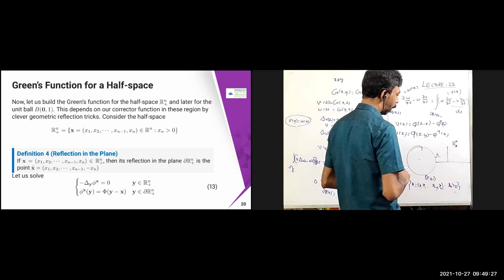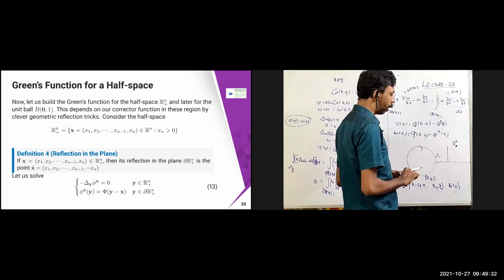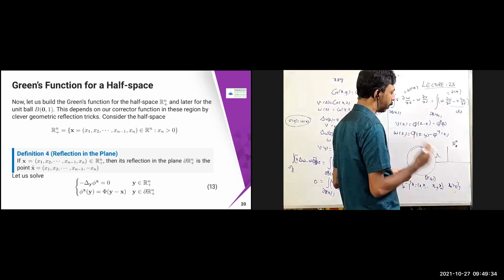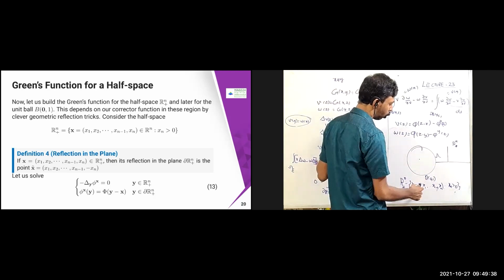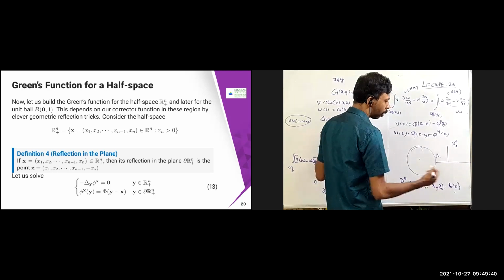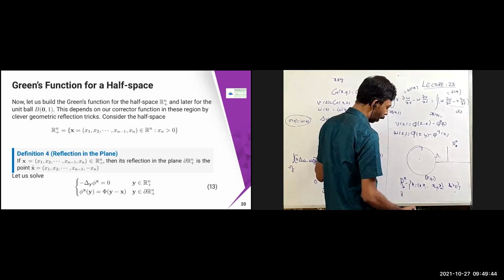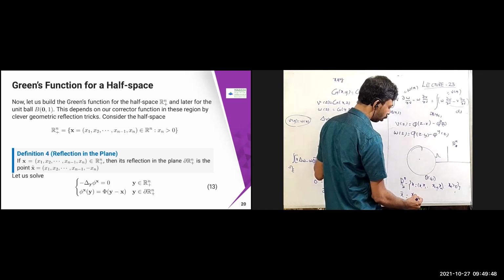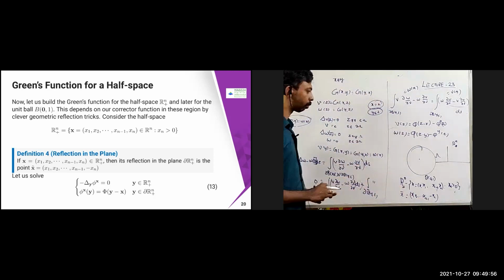So in this case, I can define the reflection plane. Reflection in the plane means that if I take any point x equal to (x1, x2, etc., xn minus 1, xn), then the reflection point, I'm going to call it x bar, is going to be (x1, x2, etc., xn minus 1, minus xn). That is called the reflection point.